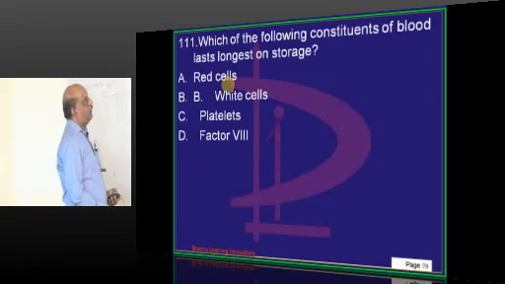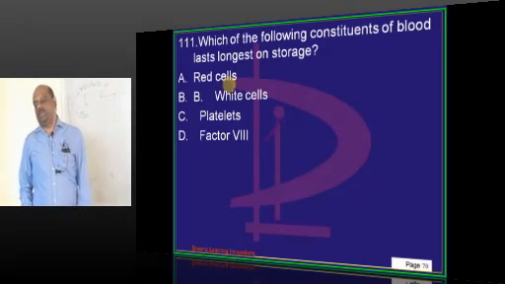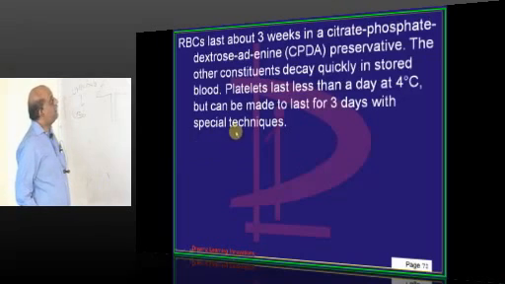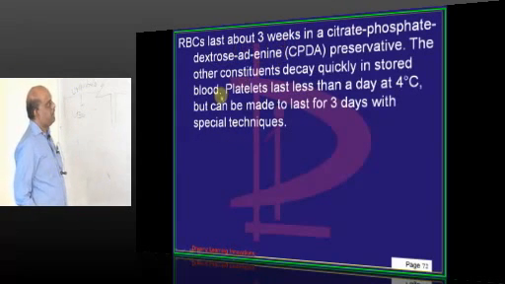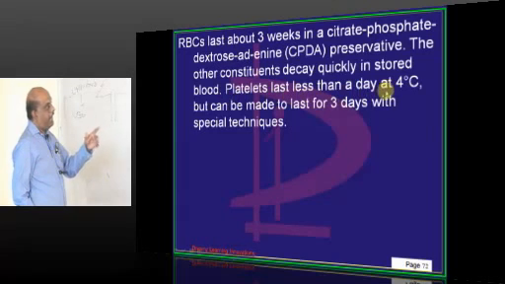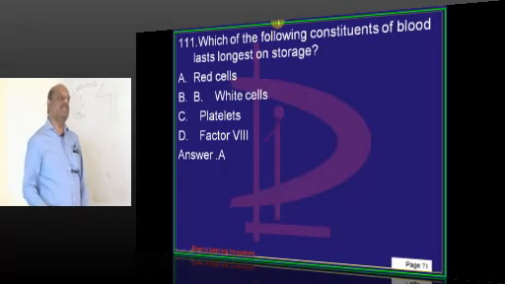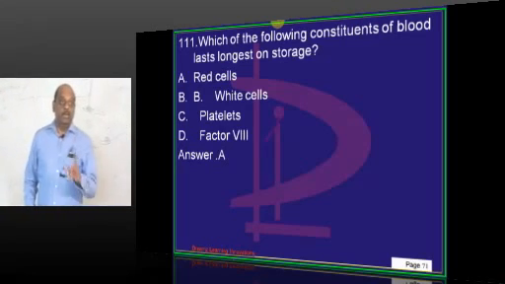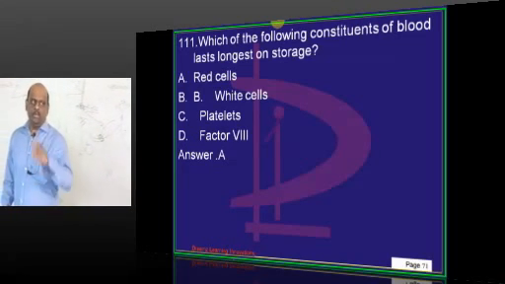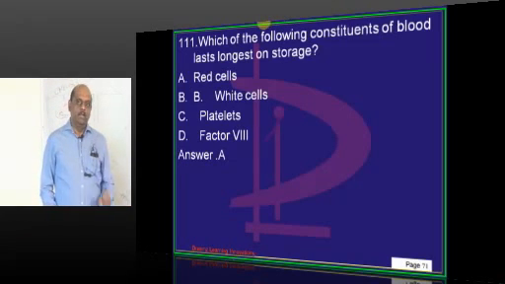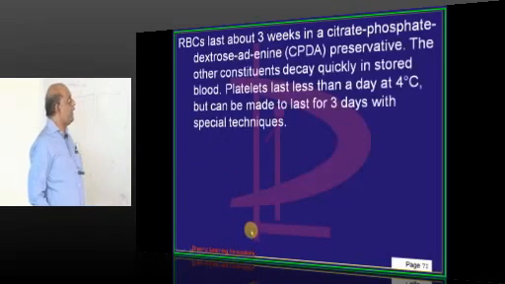Now which constituent has got the longest storage in the blood? RBCs last about 3 weeks, platelets last less than a day at 4 degrees but can be maintained up to 3 days. So by this logic, red cells are the ones which will survive longest. So once more, one question on blood transfusion. Every AIPG entrance, there is one question on blood transfusion, even the DNB exam. So you need to be quite sure.